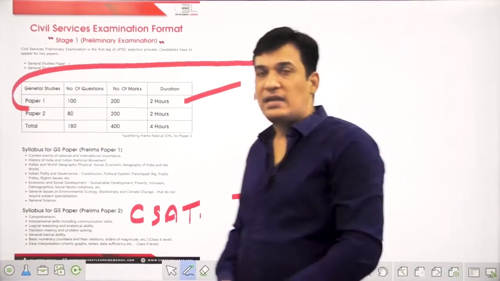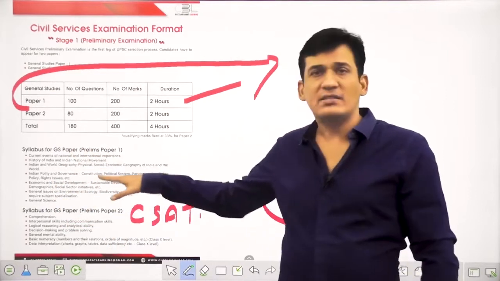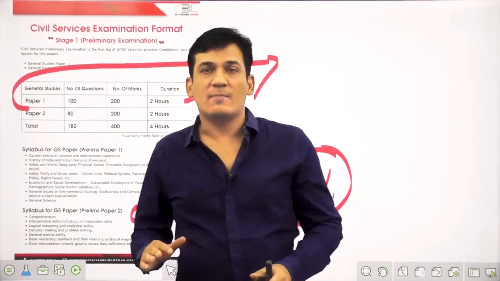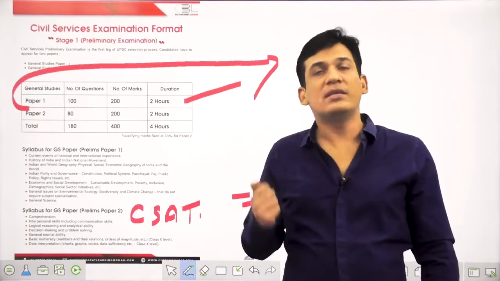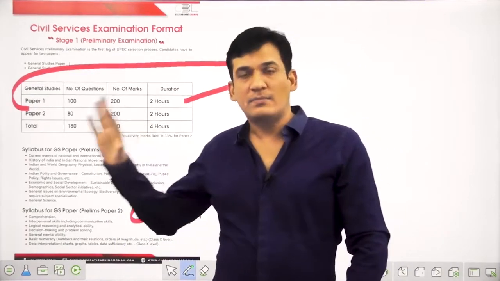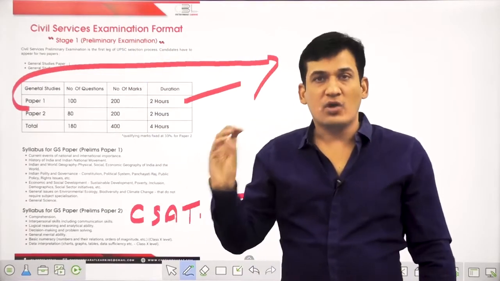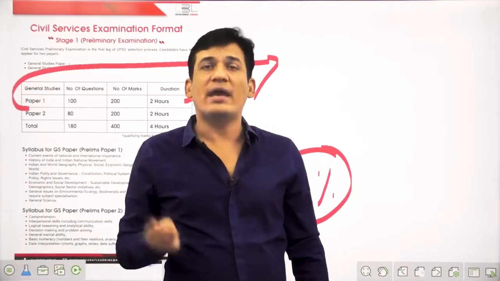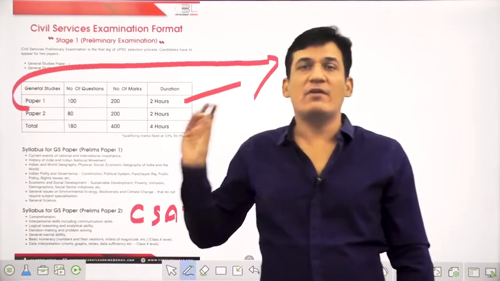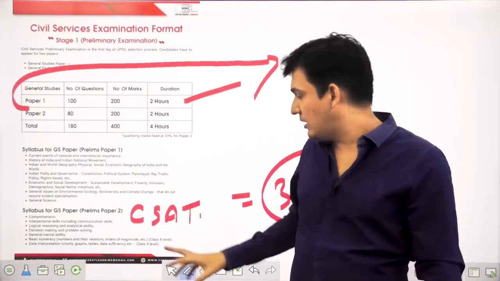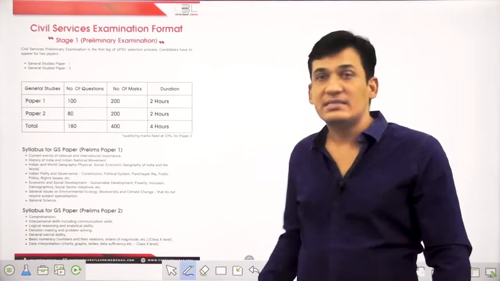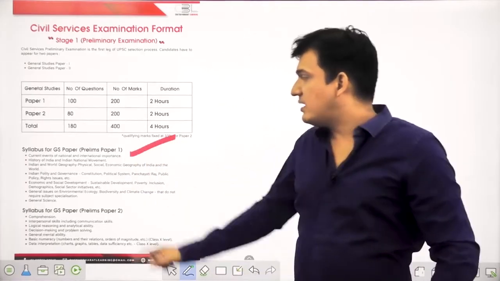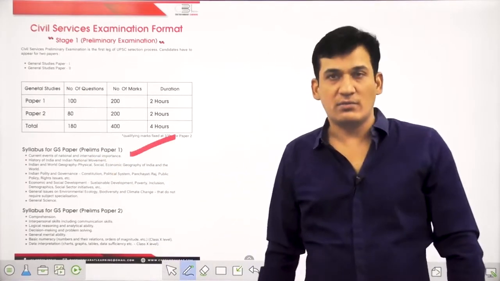The syllabus for that is current events of national and international importance. Now again, it is a very open-ended statement. So everything that shows up in the newspapers comes in the exam, be it any geographical phenomena, any economic issue, any political issue, science and tech development, security related issue, and so on. Everything that is happening around you becomes part of the syllabus. Current affairs. Second, history of India and Indian national movement.